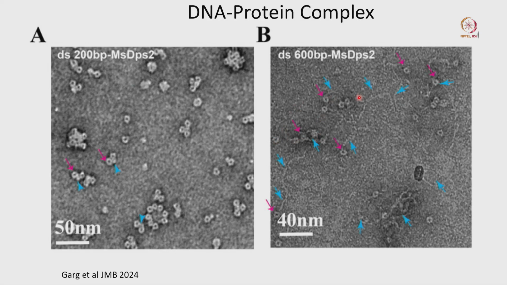For this kind of sample we need to stain very well, so the DNA is clearly visible on the background. Otherwise, if there is a thick stain or a very light stain, it will be very difficult to see the DNA. You may see the protein, but you cannot see the DNA. So proper staining is very important when you want to see DNA-protein interaction.